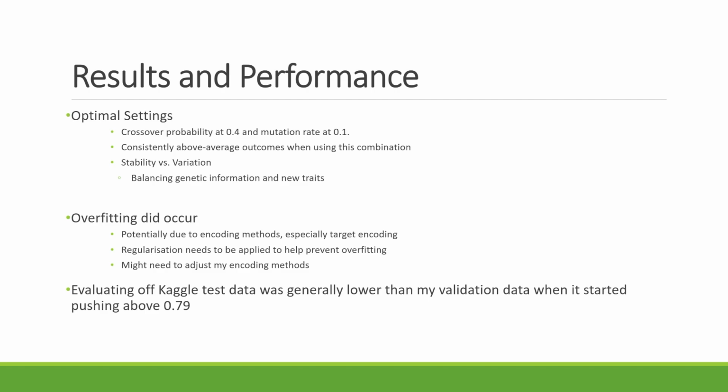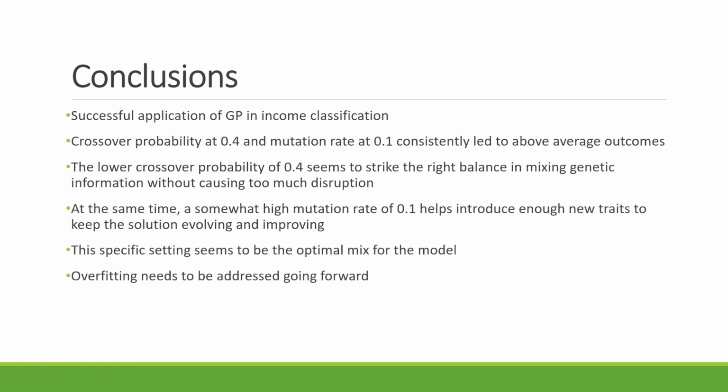Evaluating off Kaggle data was generally lower, and the higher we got, past 0.79, the more off it got. I believe this was a successful application of GP, with around 0.79% accuracy. Not amazing, but in the right direction.